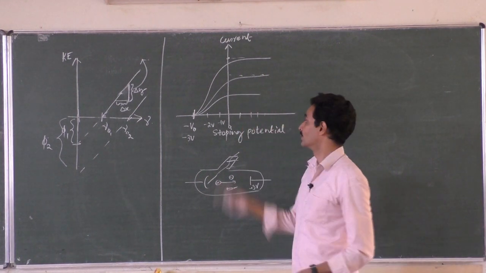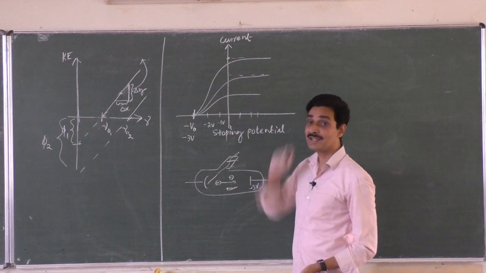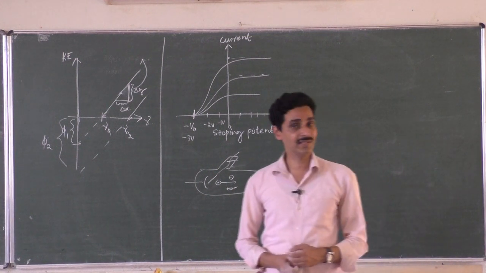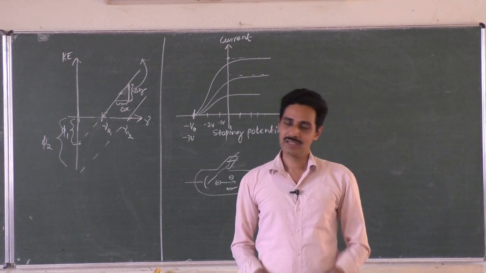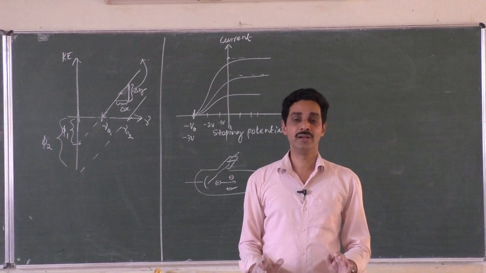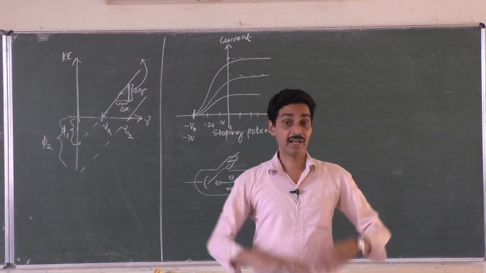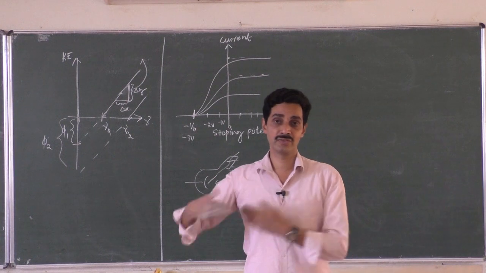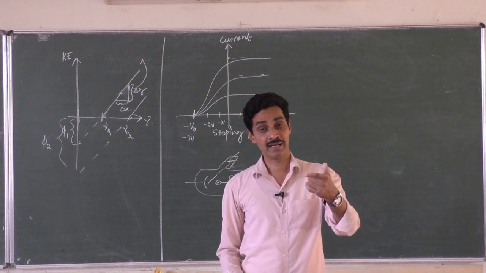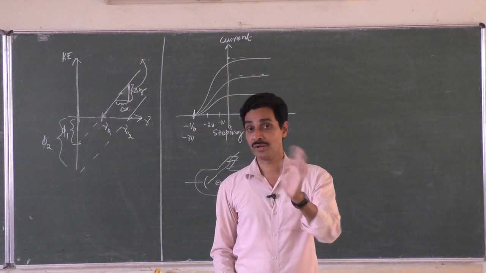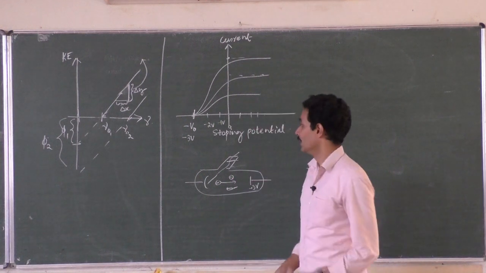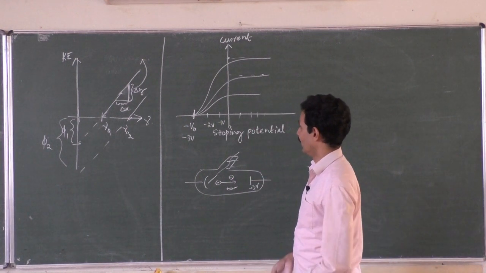The same way. So, when you increase the intensity, remember, you are not increasing the energy of each photon. You are giving the same energetic photons, but their numbers are more. When the numbers are more, more electrons will come out. That increases the current, but not the kinetic energy, right? So, that is one thing.